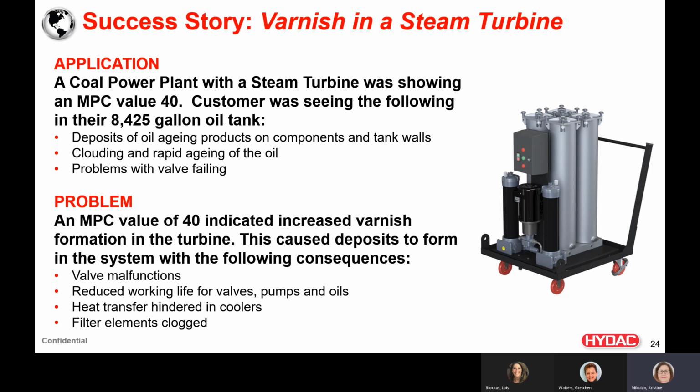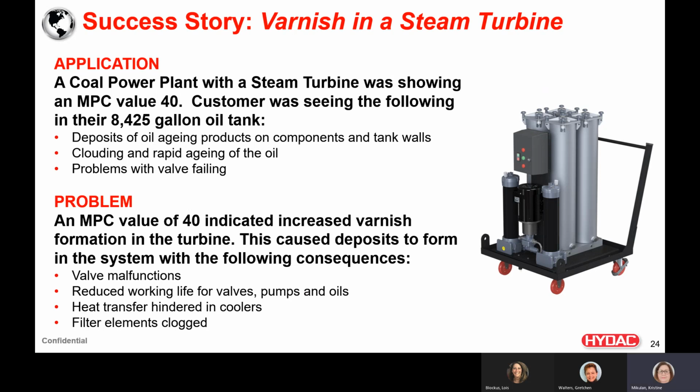So the customer was seeing deposits of oil aging products on the components and on the tank walls. They were seeing their oil become cloudy, and they were having it rapidly age. They were having problems with valves failing because those oil aging components, that varnish, were impeding the function of the valve. The customer's MPC value of 40 indicates increased varnish formation in the turbine.